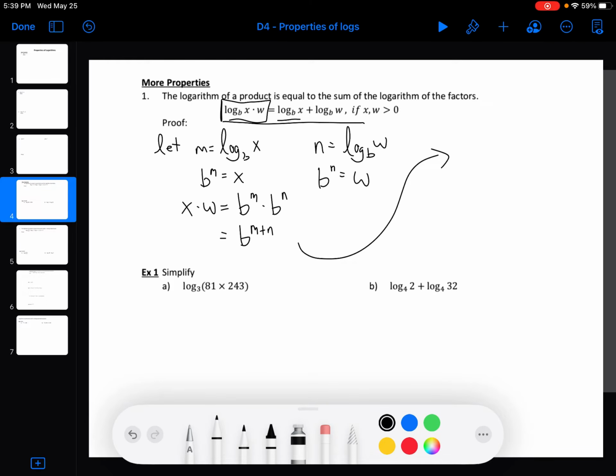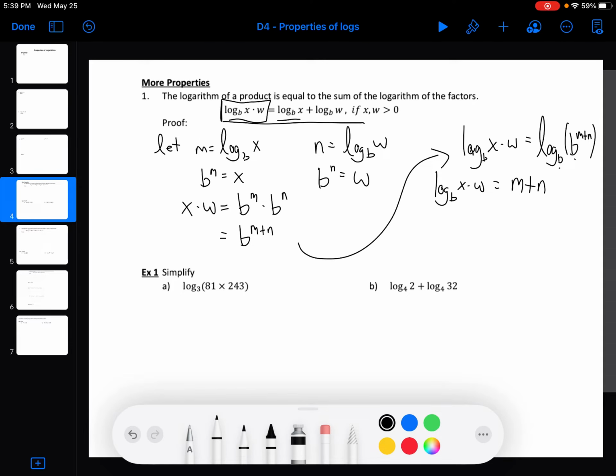Let's write all that out. So if we've got log base b of x times w, that's going to be equal to log base b of b to the m plus n. Now we know that when we have the base and the value that we're taking, we're just going to look at the exponent. So that's going to tell us that log of x times w is just equal to m plus n.